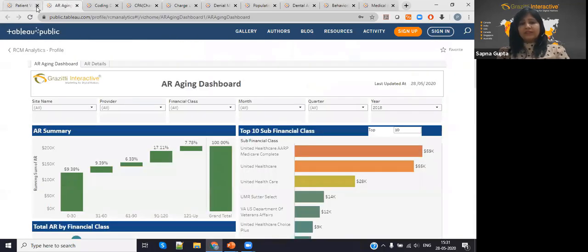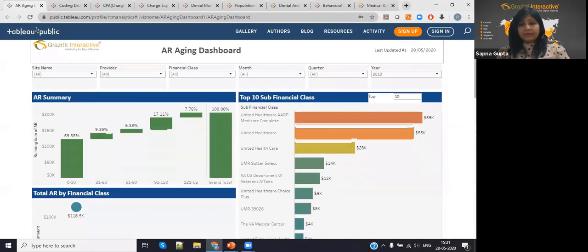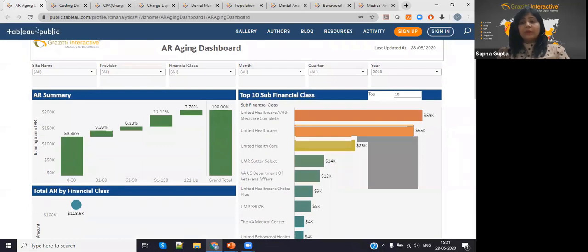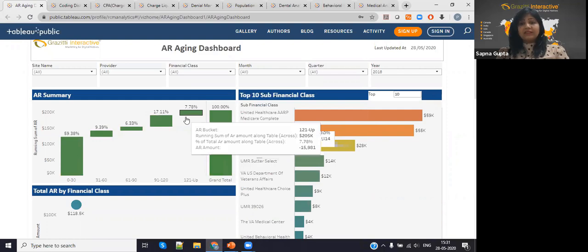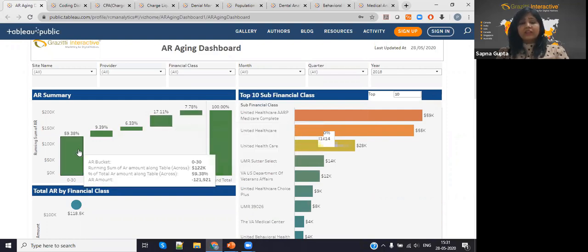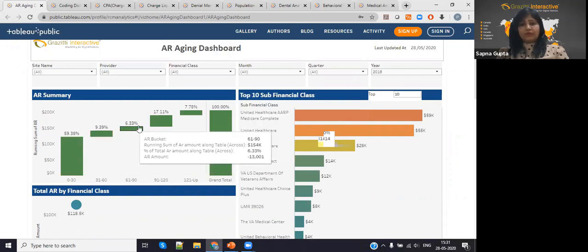So now coming to the next dashboard, AR management. So AR here stands for account receivables. This dashboard helps you to keep a close eye on the claims paying cycle. On the left hand side, you can see AR summary chart. It highlights the claims that are unpaid, also called aging reports, which shows pending payments for slots such as 0 to 30 days, 31 to 60 days, 61 to 90 days, and so on.